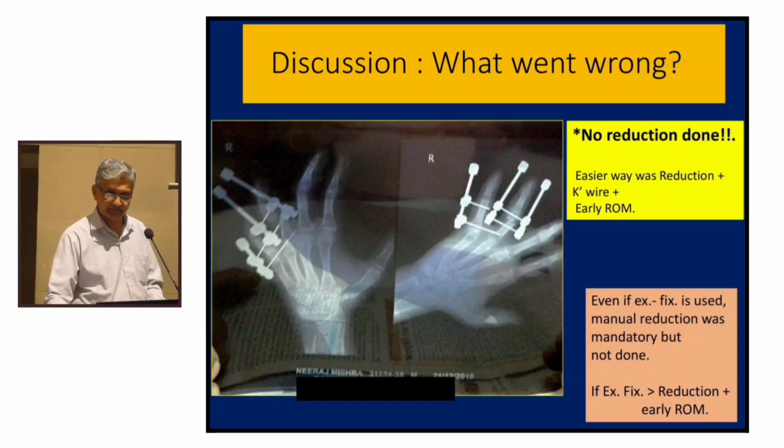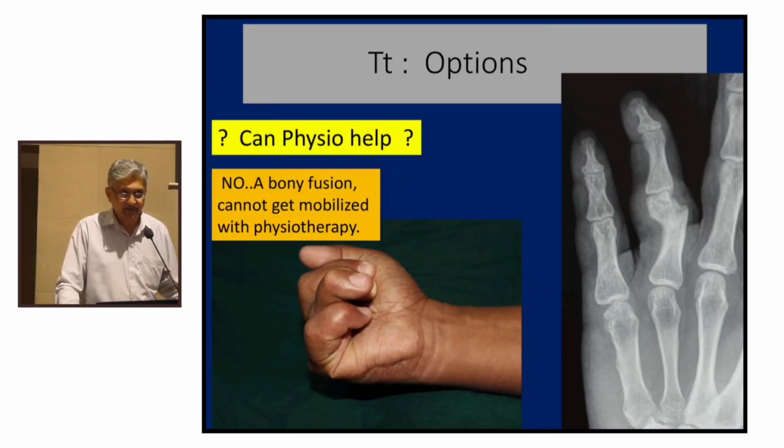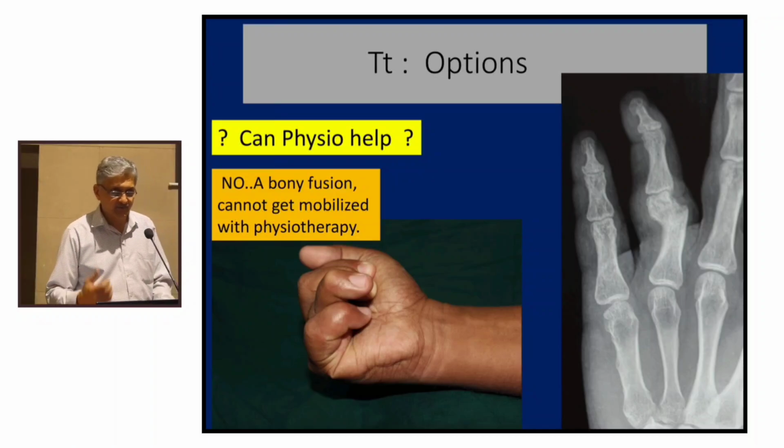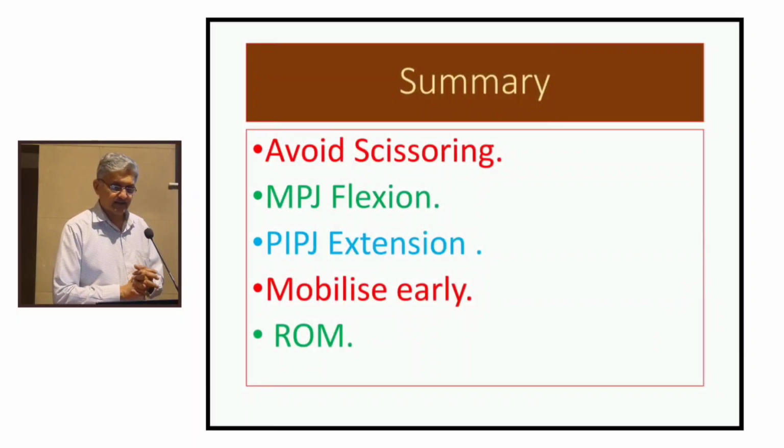Now, can physiotherapy help? A fracture which is united in malunion, and that too with a bony fusion, physiotherapy is not going to help. You have to intervene, because the joint cannot break unless you apply a brutal force there, and therefore at one point of time these are the patients not for therapy, these are the patients at this point of time for mobilization.